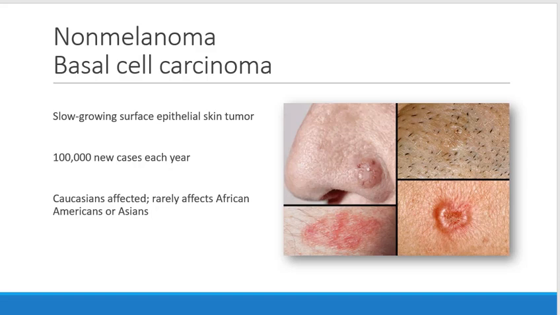Now, this is the most common form of skin cancer. This is non-melanoma. It is basal cell carcinoma. It's a slow-growing surface epithelial skin tumor. 100,000 new cases each year. Caucasians are affected. It rarely affects African Americans or Asian Americans.